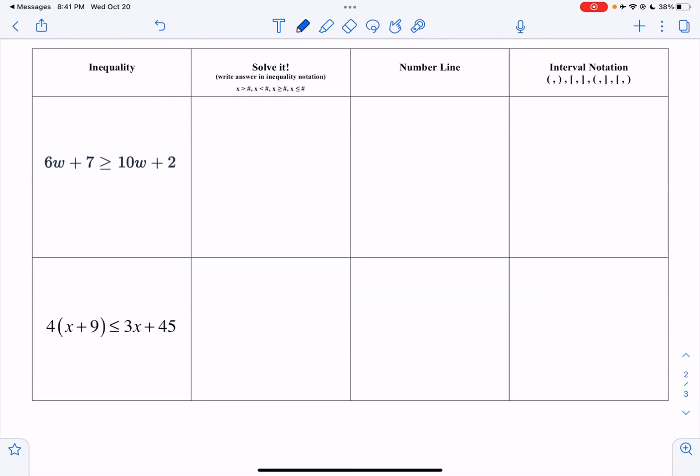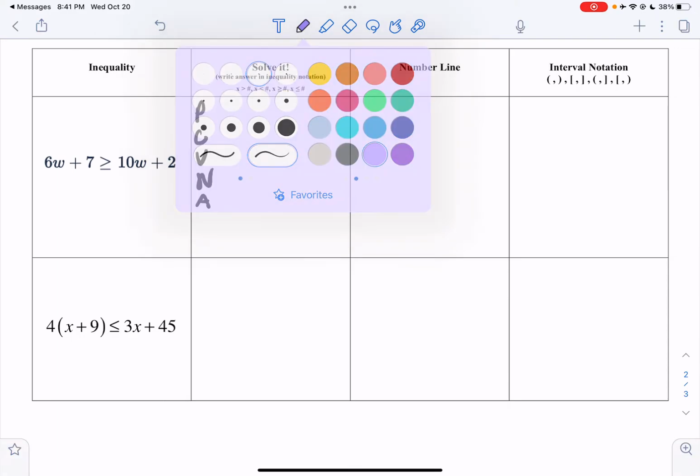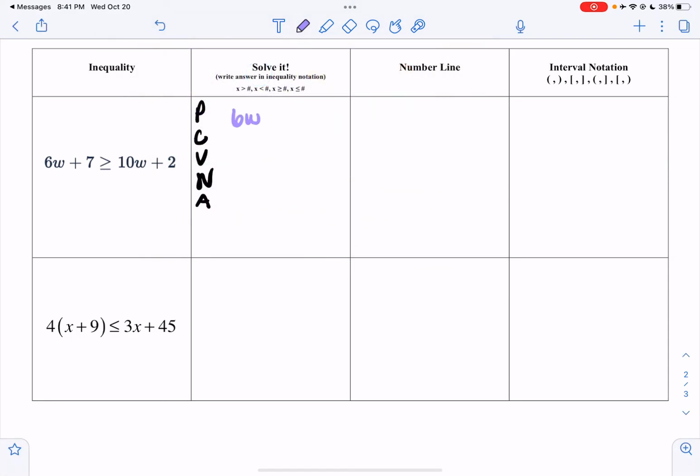Number 3, we're going to do our PCVNA technique. And I have 6W plus 7 greater than or equal to 10W plus 2.